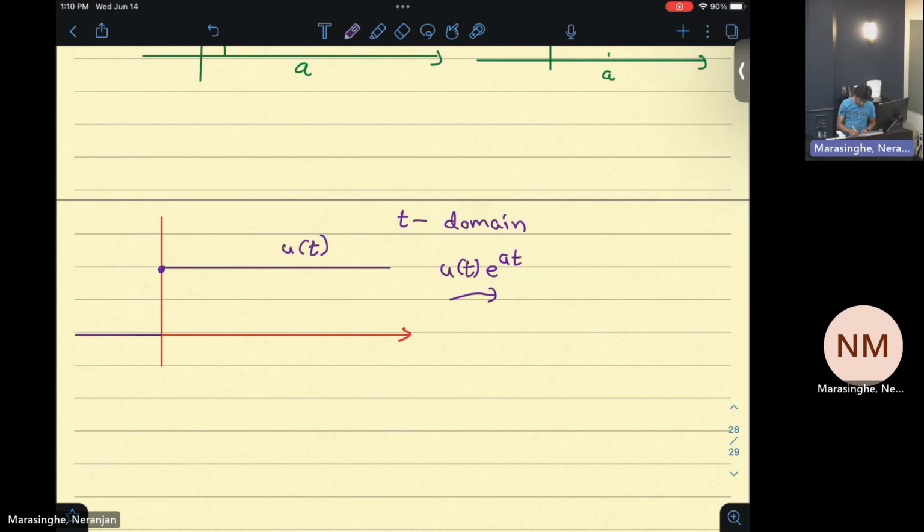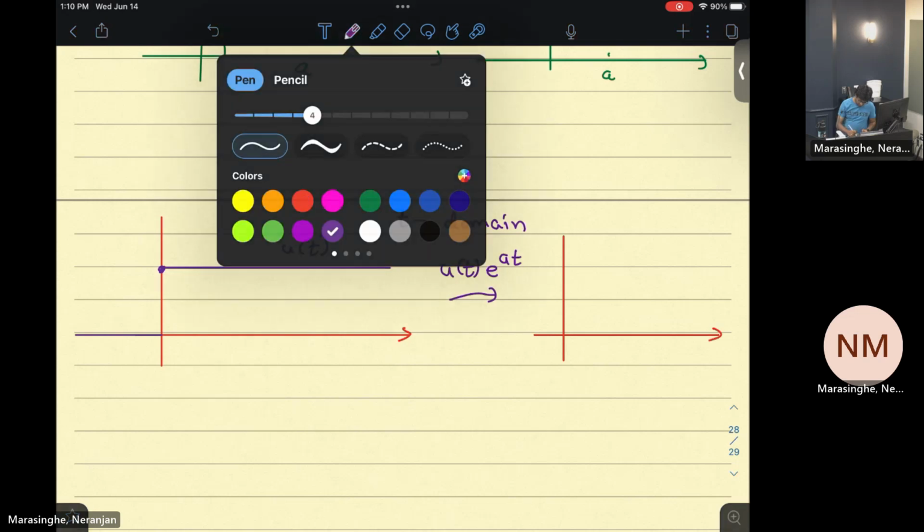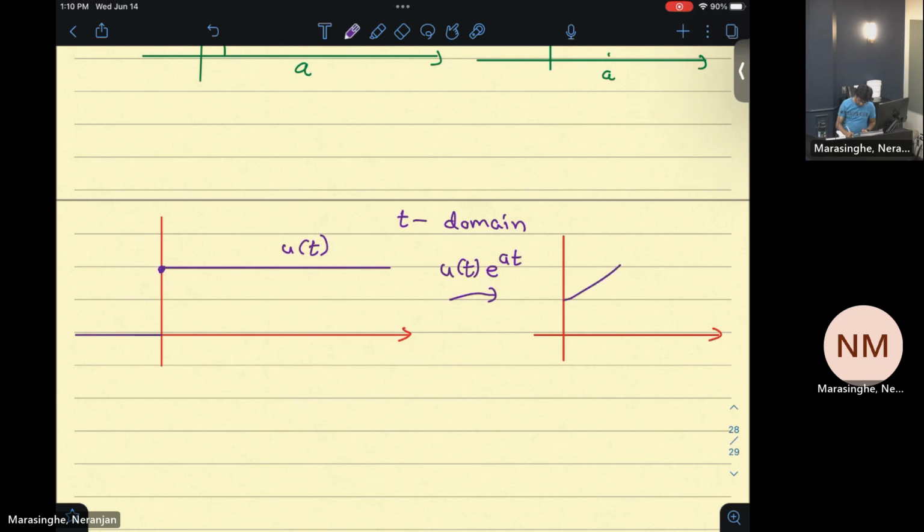So what is the shape of u(t) times e to the at? It looks like this. Because u(t) is 1 and 1 would be multiplied by e to the at. So you would get e to the at, right? This point is 1, right? This is what would happen in the time domain.